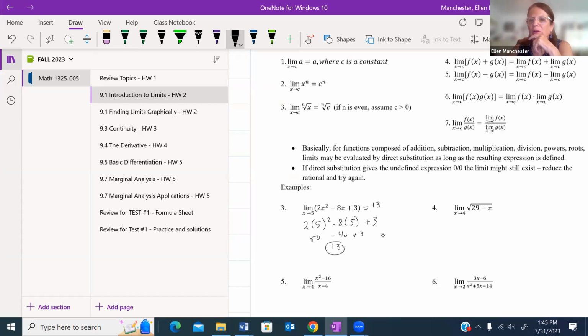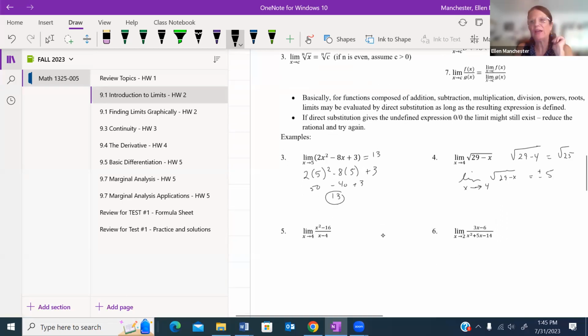Number 4, as x approaches 4, what's going on here? So I take out the x, I plug in 4. So the limit as x approaches 4 of the square root of 29 minus x is the square root of 25, which is plus or minus 5. Always plus or minus unless it's very specific. So it really is plug and chug. You plug in the value, you chug out the answer.